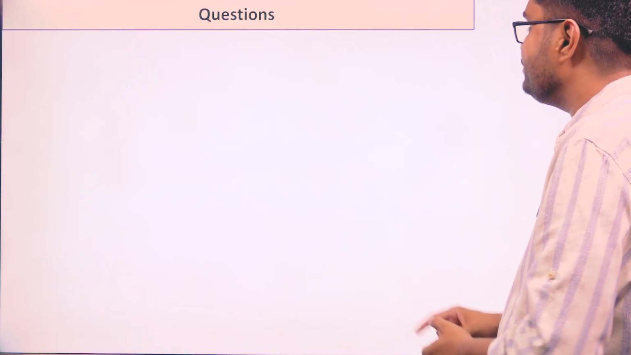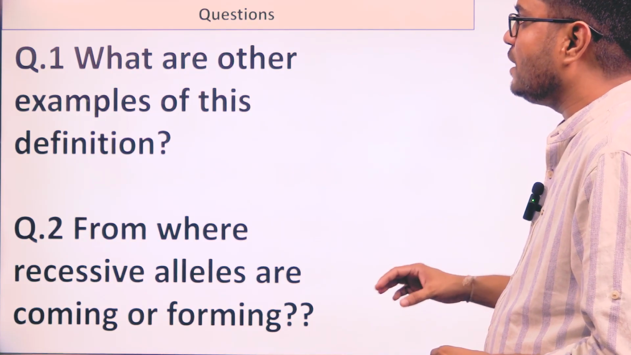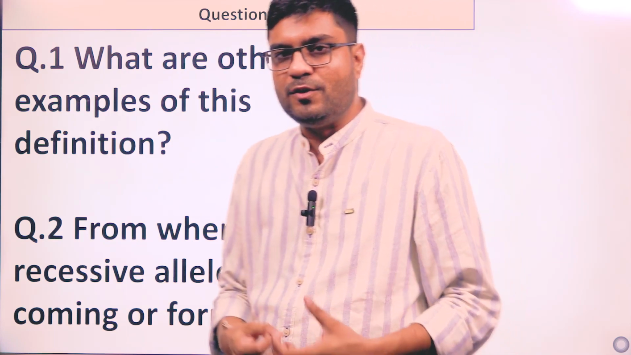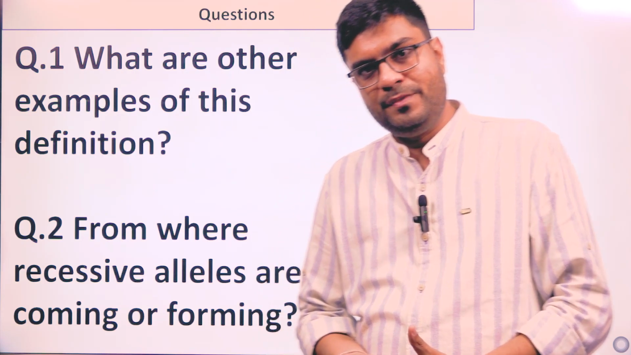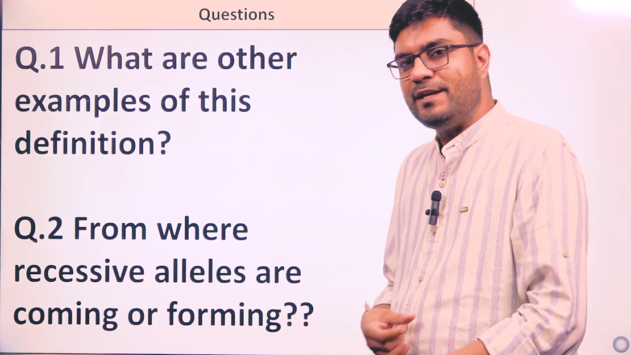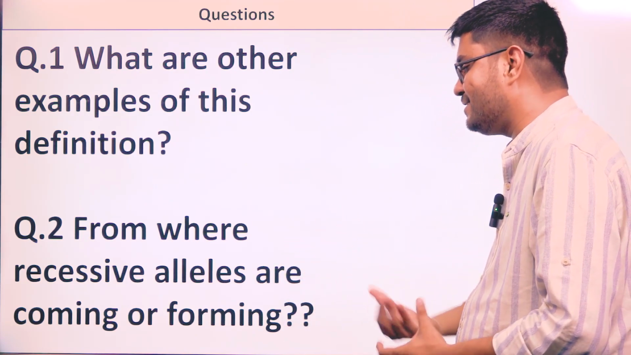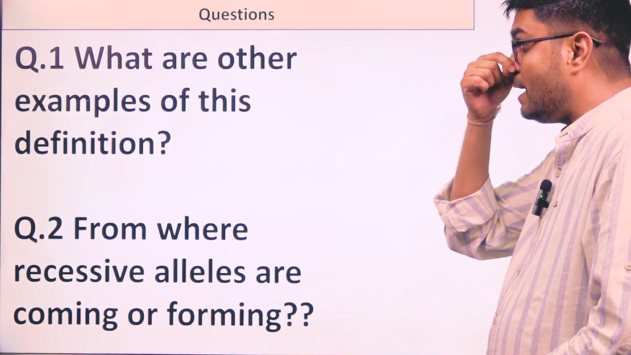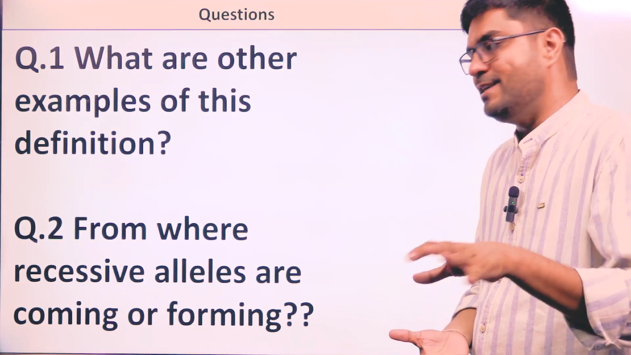Now, questions. Till now we have two questions in our mind. The first question is, what are the examples of this definition by which we can understand the role of protein, the role of DNA sequence in determining the phenotype, and how it fits different examples of Mendelian genetics. The second question is, where do the recessive alleles come from, how are they formed. We will answer these two questions by taking two very interesting examples of Mendelian genetics.